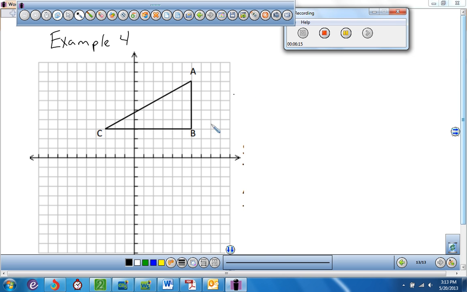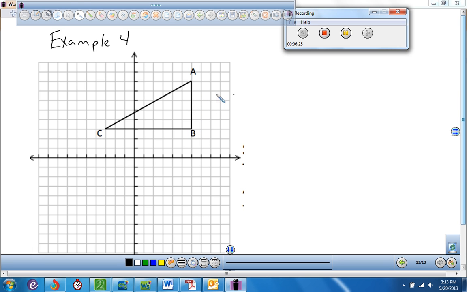Alright, this is example 4. They're wanting us to find perimeter and area of this triangle. I'm going to approach it a little bit differently than it may be there. Now we can find the distance between C and B and A and B by just counting. So we can go 1, 2, 3, 4, 5.